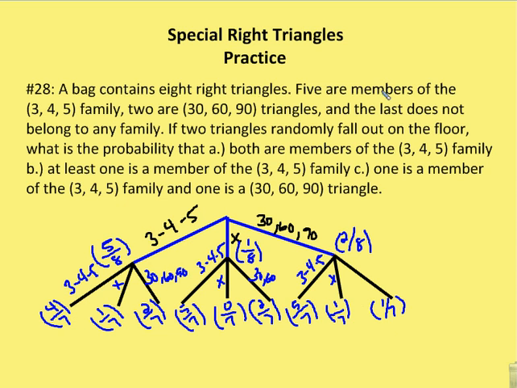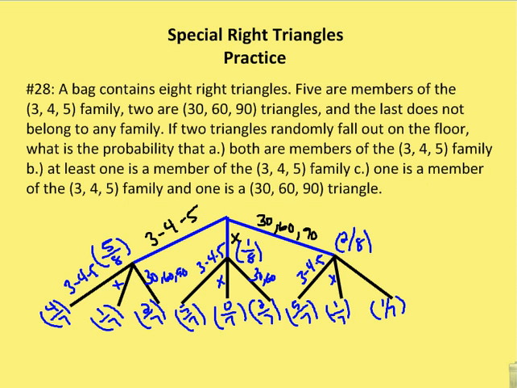A bag contains 8 triangles: 5 are members of the 3, 4, 5 family, 2 are 30, 60, 90 triangles, and the last does not belong to any family. If 2 triangles randomly fall on the floor, what is the probability that both are members of the 3, 4, 5 family? At least one is a member of the 3, 4, 5 family, and then one is a member of the 3, 4, 5 family and one is a 30, 60, 90 triangle.